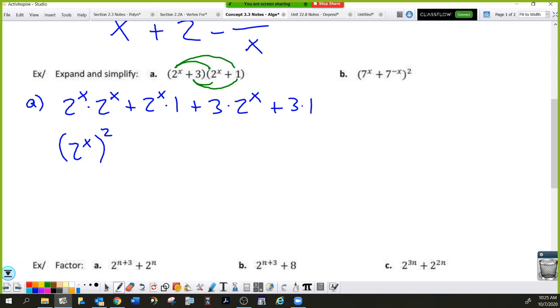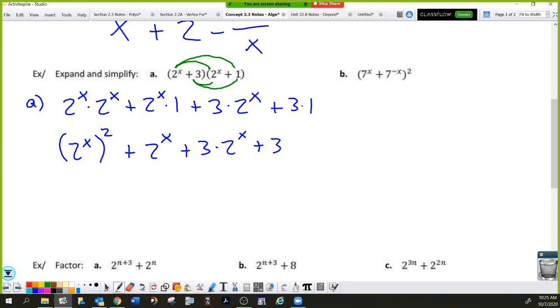2 to the x times 1 is just 2 to the x. And guess what 3 times 2 to the x is? It's 3 times 2 to the x. You actually can't do anything with it. Because they don't have the same base, they can't be multiplied. And then the last one's obviously just 3 times 1, which is plus 3.